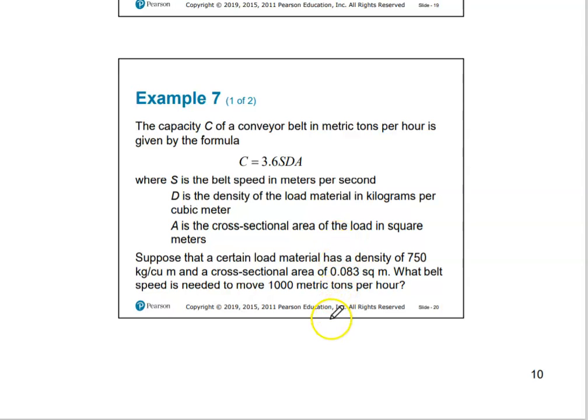Suppose that a certain load material has a density of 750. So I know now that I'm supposed to plug this in for my density. A cross-sectional area of 0.083 square meters. Well, it says that the cross-sectional area should get plugged in for A. And what it's asking us, what is the speed? So we're solving for S. What is the speed needed to move 1,000 metric tons per hour?